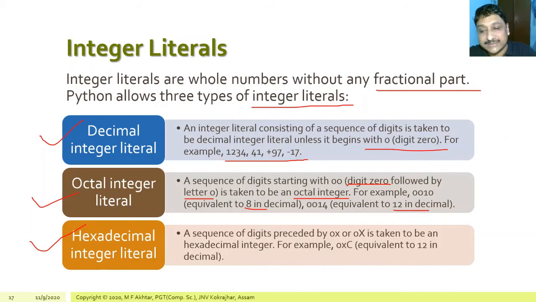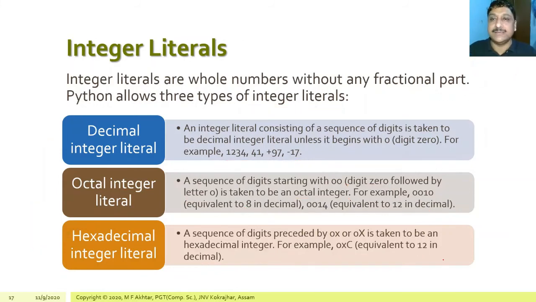And then third one is hexadecimal integer number, a sequence of digits preceded by 0x or 0 capital X is taken to be used as hexadecimal integer. Say for example 0xC. C is equivalent to 12. Okay, in decimal it will be equal to 12. If we write 0xC, it is written in hexadecimal integer number and it is equivalent to 12 in decimal. These are the integer literals.